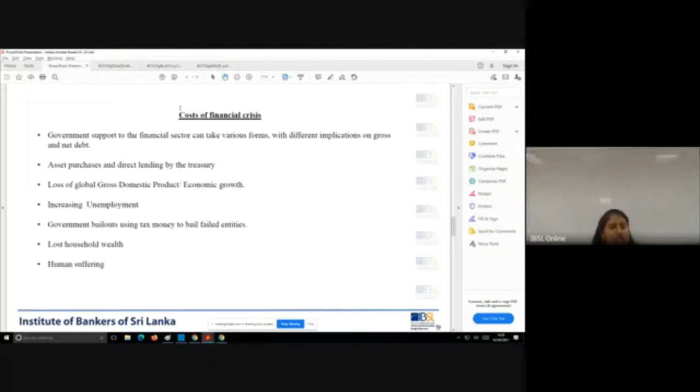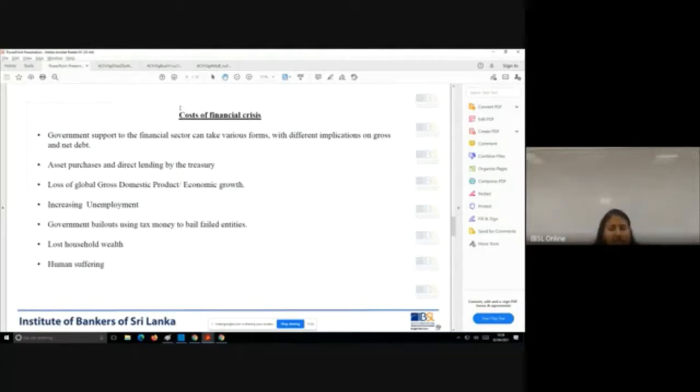liquidity injections to the system, where they give out money to the financial sector so that they are able to meet the increasing withdrawal requirement. Then asset purchases and direct lending by treasury. That's what we were looking at. Asset purchases meaning like a treasury bill purchase.